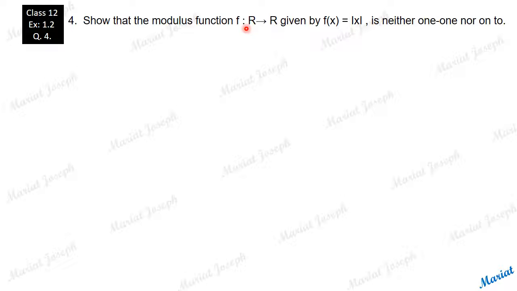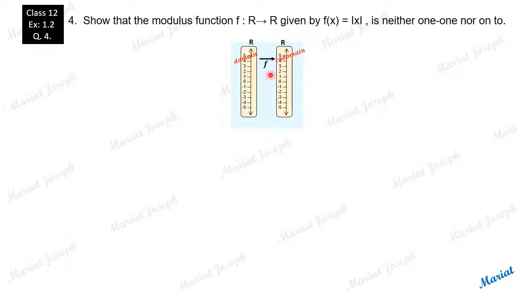This time, we are given the domain and codomain both as the set of real numbers, and the rule f(x) is given as the modulus function. Image of 3 is f of 3, that is modulus of 3, which is 3. Image of 5 is 5. Image of 0 is modulus of 0, which is also 0. Image of minus 2 is modulus of minus 2, that will be plus 2. Modulus of minus 4 is plus 4, etc.